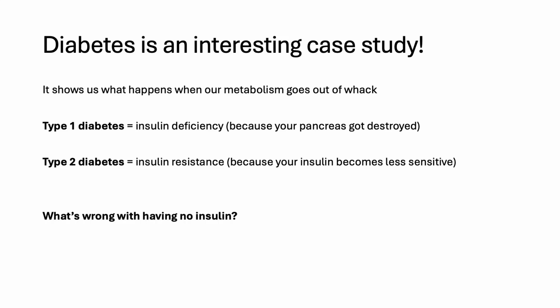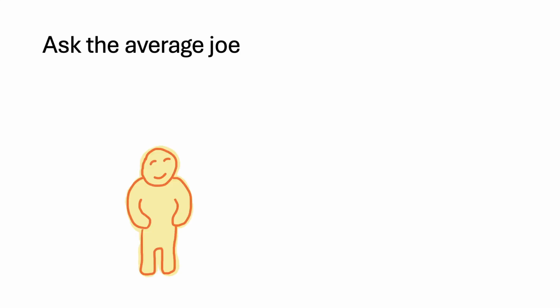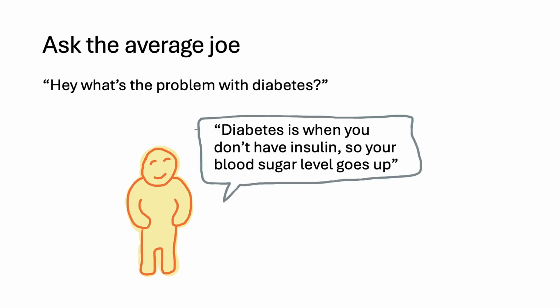So what's wrong with having no insulin? We can ask the average Joe and say, "Hey Joe, what's the problem with diabetes?" And you take anyone off the street and they'd probably say, "Oh, diabetes is when you don't have insulin, and so your blood sugar level goes up." Now, Joe here is not wrong, right? That is right. You don't have insulin and your blood sugar goes up. But he's only getting the surface level picture.